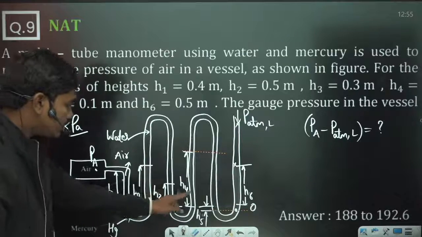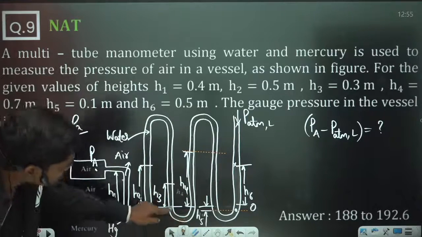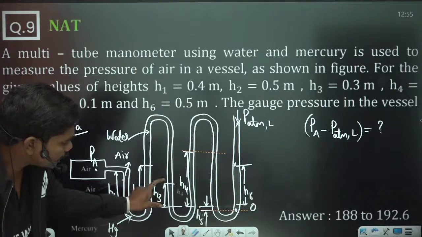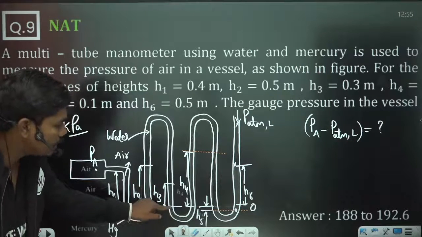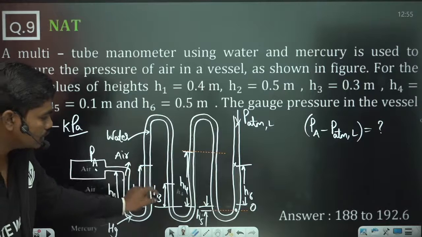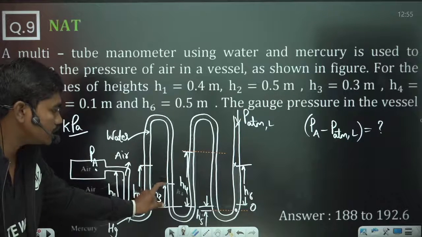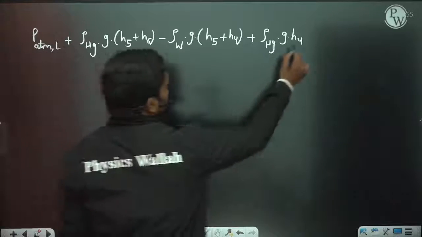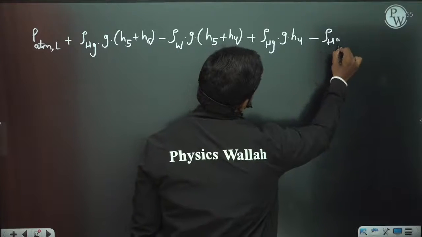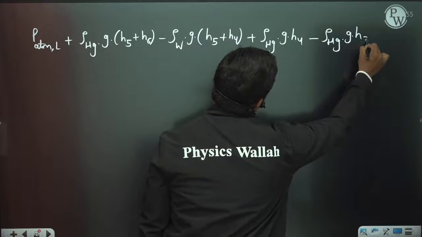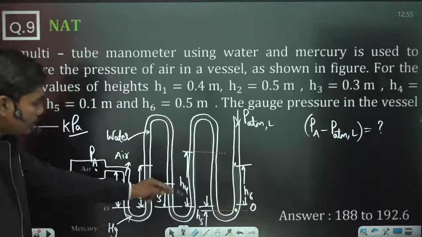So density of mercury times G into H4, minus again density of mercury times G into H3, because this pressure head is cancelled. So again you are going in the positive Z direction, so minus density of mercury times G into H3. So you again reached this point.